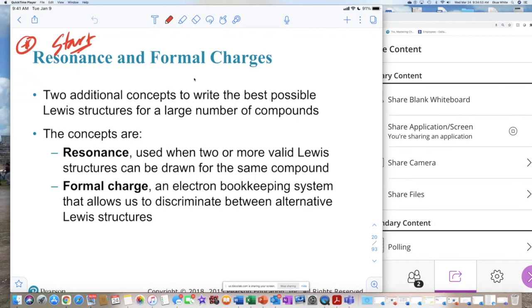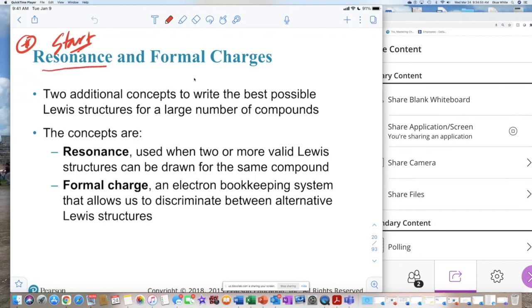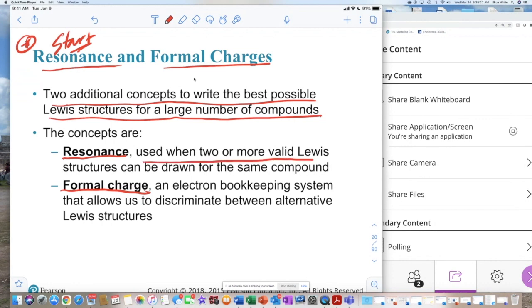So we're told here, the topic being resonance and formal charges, two additional concepts to write the best possible Lewis structures for a large number of compounds are covered. First one is resonance, second one is formal charge. What is resonance? The terminology is used when two or more valid Lewis structures can be drawn from the same compound.